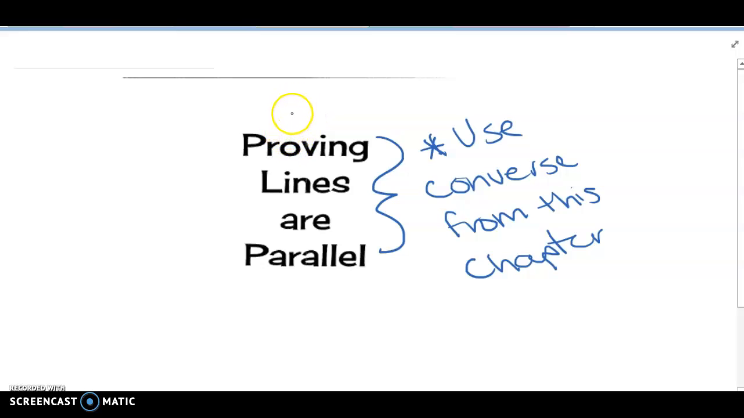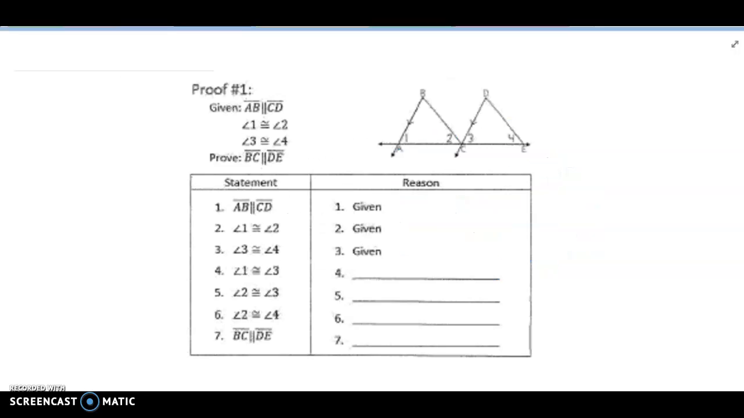So let's go ahead and do proof number 1 in this packet. Alright, here's proof number 1. We're given that AB and CD are parallel, and it has it marked. Okay, so that's number 1. And then we're also given that angle 1 is congruent to angle 2. The third thing we're given is that angle 3 is congruent to angle 4. Alright, so 4, it says angle 1, which is right here, is congruent to angle 3.